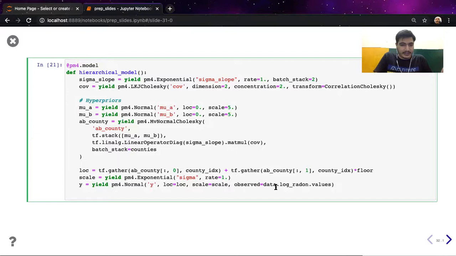So it's a bit of a complicated model if we see it at the very first glance, but ultimately we are aiming at computing the correlation, if there is any, between the intercepts and slopes of the so-called counties or the groups.